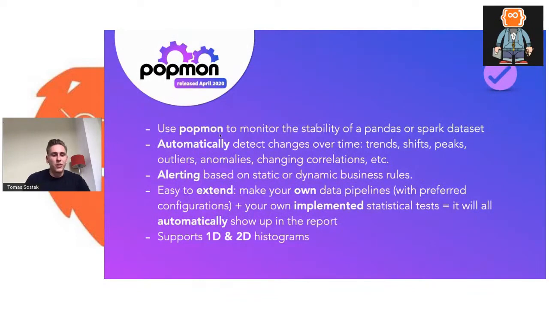A short summary once again about Popmon. We released it in April 2020. You should use Popmon to monitor the stability of a pandas or Spark dataset. It helps you automatically detect changes over time, and also alert based on static or dynamic business rules. It's very easy to extend. You can make your own data pipelines, as presented before. You can add your own implemented statistical tests, and they'll automatically show up in the report. Here I was focusing more on the 1D histograms, but 2D histograms are also possible.